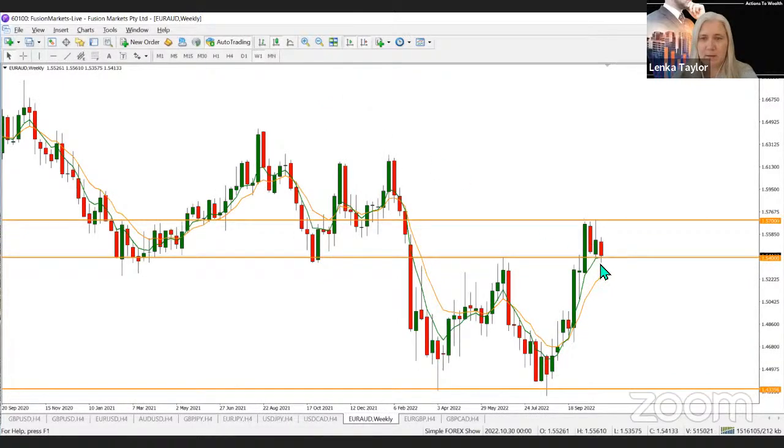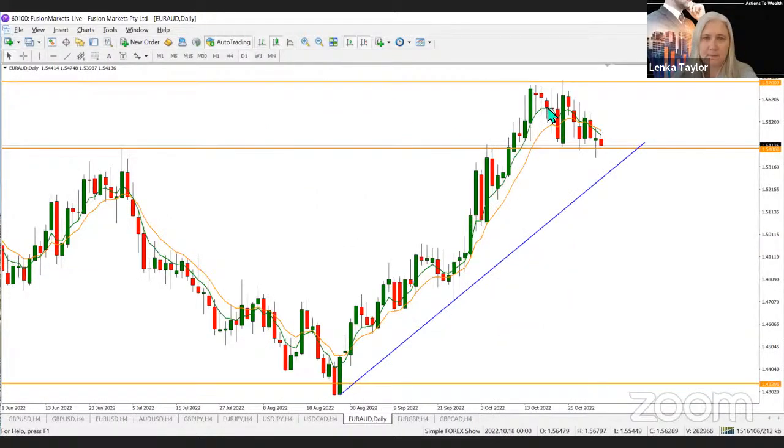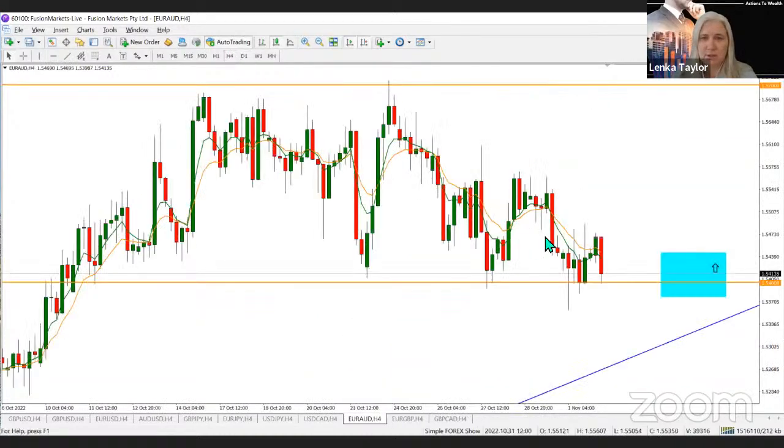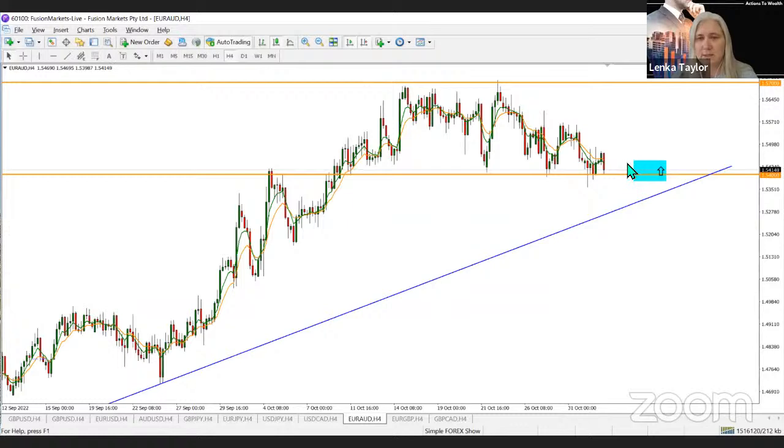On the weekly, we had a bit of a pullback, but still in a ranging market. Daily, again, we are slightly going down, but we haven't broken below this level. So at this point, we're looking for long opportunities to go back to the top of that range. There's enough room for us to do that on the 4-hourly time frame. So I'm looking for long opportunities if there is a reversal, or if there is a false break below that line and then back up, and then looking for a retest, and then long opportunities there.